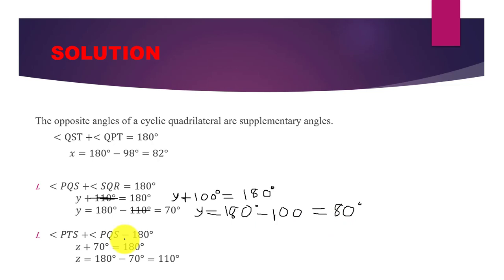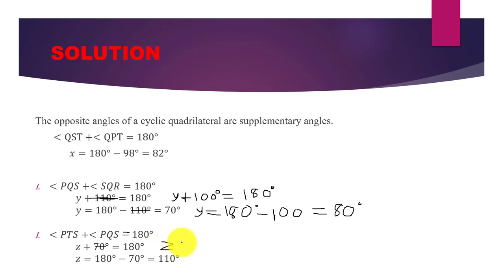Right. So the last one, that is the value of z. From the diagram, angle PTS plus angle PQS is equal to 180 degrees. But angle PTS is z, and angle PQS is the 80 degrees, that is the value of y. So here y becomes 80 degrees.